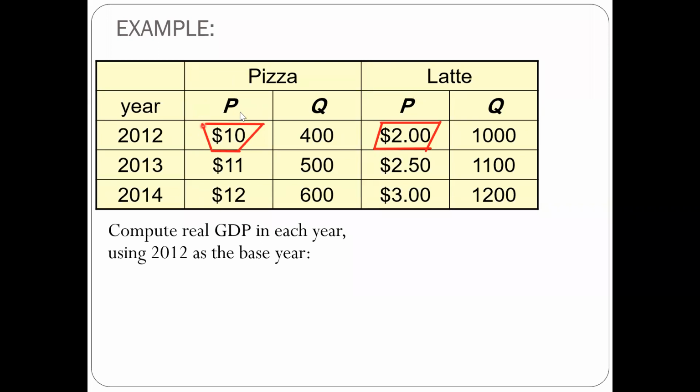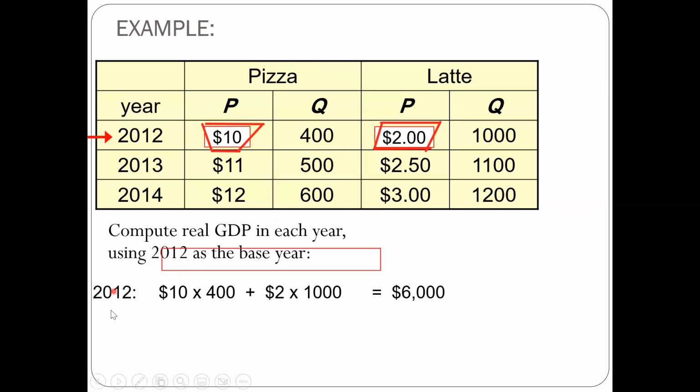So here, the price for pizza will be constant. I have constant prices in the base year: 10 multiplied by 400 plus 2 multiplied by 1000. So we have a great note here. The nominal GDP for the first year, 2012, will equal the real GDP for 2012. In 2012, we have a nominal GDP of 6,000 and a real GDP of 6,000 also.